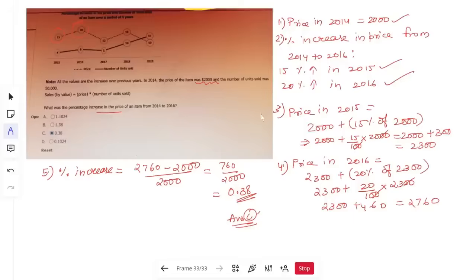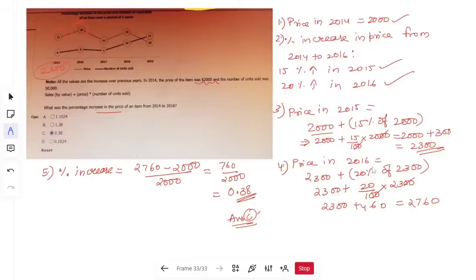We were told that in 2014 the price was 2000, so the price in 2015 will be how much? 2000 plus the increase, which means 15% of 2000. When you solve it, you will get the new price value, that is 2300. So you can say that in 2015 the price value was 2300.